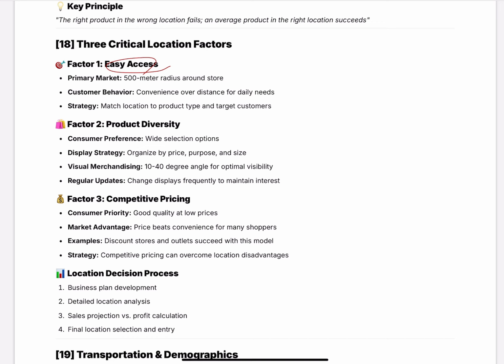And factor three is competitive pricing. Despite all our talk about quality and service, price remains a primary driver for most consumers. They want good quality at low prices. And price advantages can overcome location disadvantages. Discount stores and outlet malls succeed with this model. People will travel farther and accept less convenience if the price advantage is significant.